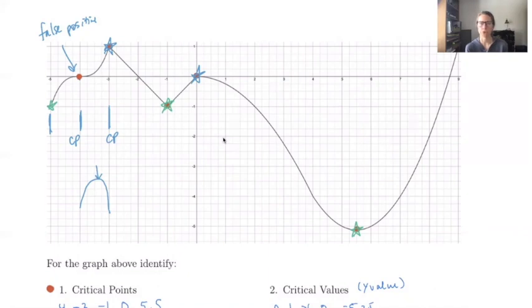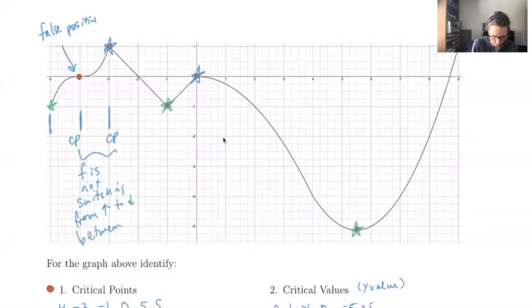So if you have two critical points that are consecutive, there's no critical points in between them, then the function is either increasing or decreasing, but it can't change. So in between two consecutive critical points, the function is always increasing or always decreasing, but not changing. F is not switching from increase to decrease between critical points.